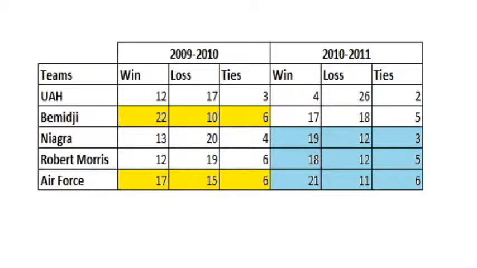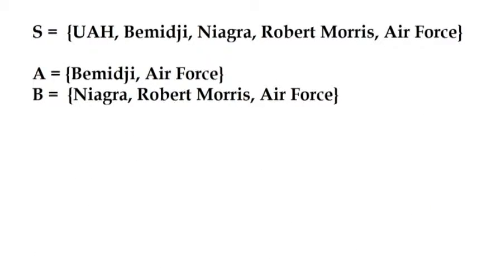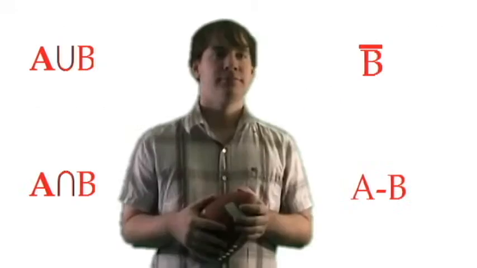As you can see, yellow is highlighting the teams that won more than they lost in 2009-2010, while light blue highlights 2010 to 2011. In other words, the teams whose scores are highlighted yellow are in Set A, while the teams whose scores are highlighted light blue are in Set B. I have listed the 2 sets. Set A contains 2 elements, while Set B contains 3 elements. As you can see, I also included a third set. This is S. It's going to be our sample space, which basically contains every single team we looked at.